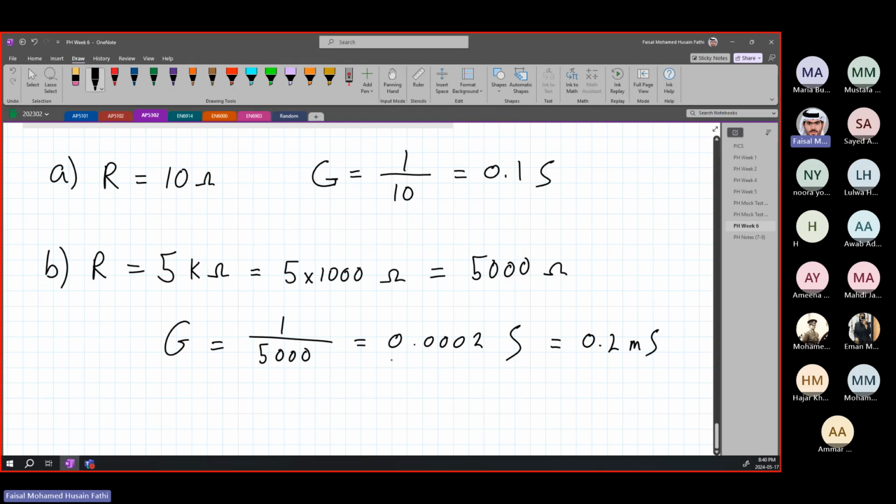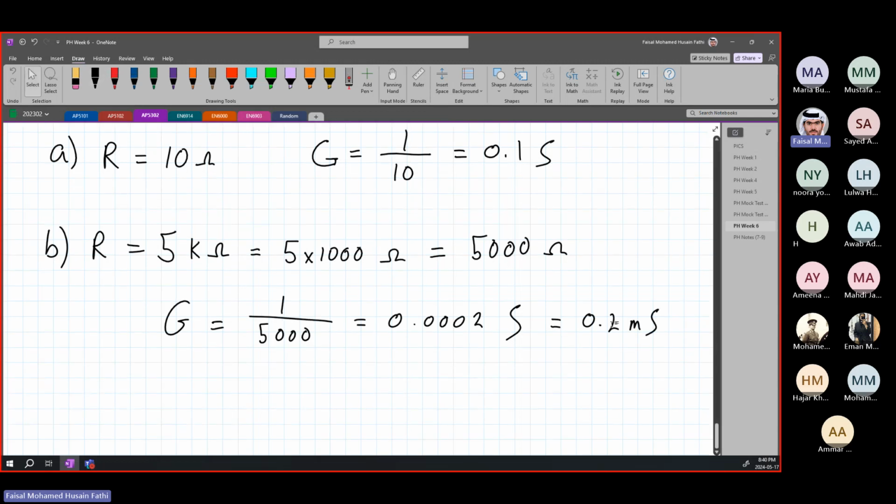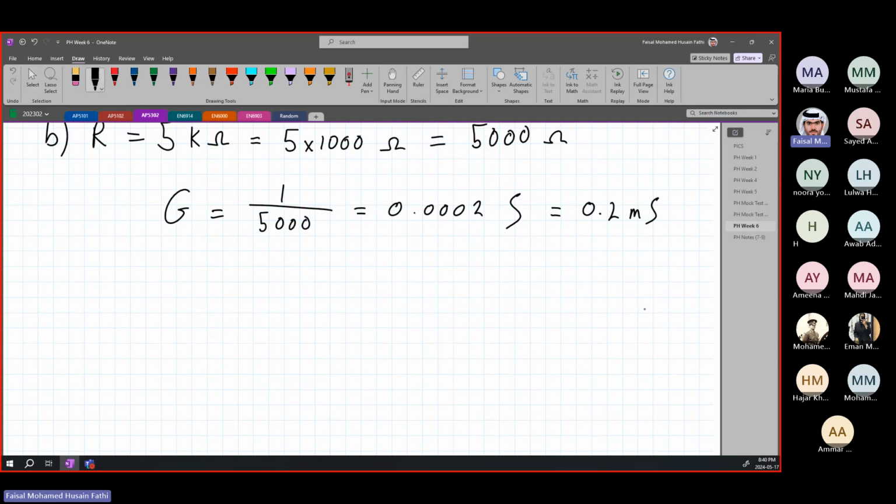Again, conversion of units, just to explain what I did here. The way you convert from Siemens to millisiemens is the same exact idea. So 0.0002 Siemens.